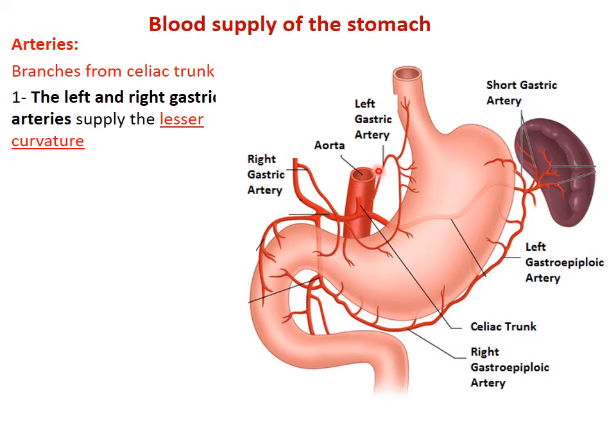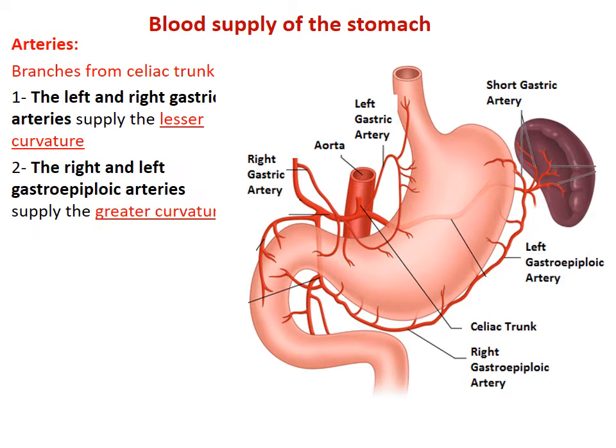It is going to the left side of the body and then makes a turn, and from that turn it runs on the lesser curvature of the stomach, right? So from here, this is the left gastric artery, and the right gastric artery is this one. This right gastric artery is a branch of the common hepatic artery. Right and left gastroepiploic artery.